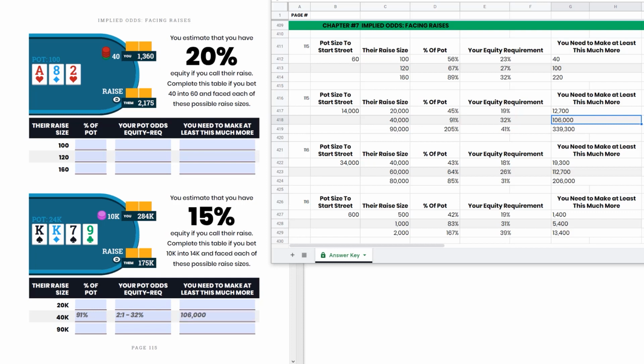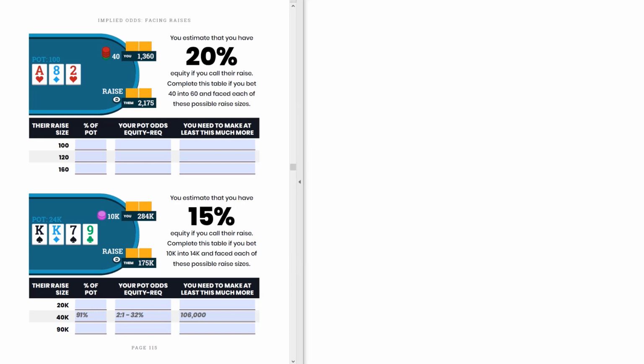And then just to show you that you can use the exact same shortcut that we discussed earlier, we can also do the same thing when facing raises. So if you look at this situation, again, they raised to 40K total, that gives us roughly 2-to-1. And of course, this isn't exactly 2-to-1, right? That's why this number is 32% instead of exactly 33.3, because they only raised to 91% of the pot instead of exactly 100% of the pot. So sure, it's not exact, but it's very, very usable.